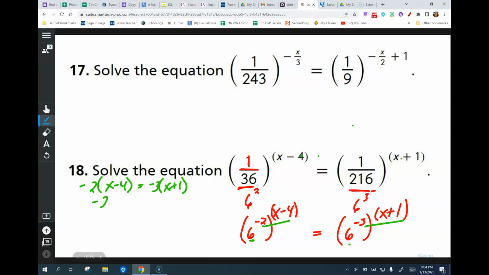So I get negative 2x plus 8 equals negative 3x minus 3. I am going to add 3x to both sides. I get x plus 8 is equal to negative 3. I'm going to subtract 8, and I get x is equal to negative 11.